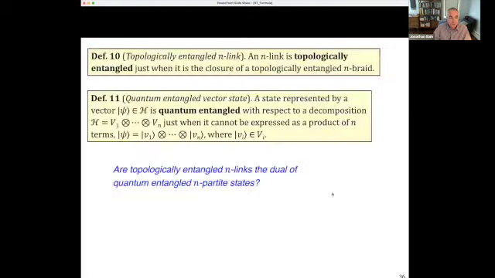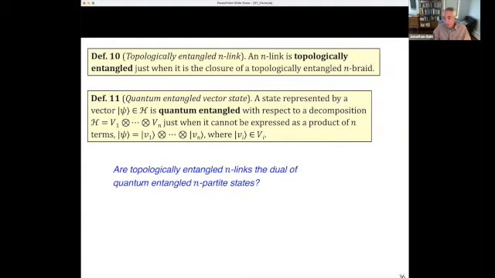So this finally allows us to define the concept of a topologically entangled n link. Let an n link be topologically entangled just when it's the closure of a topologically entangled n braid. And it's this definition now that we can compare with the definition of a quantum entangled vector state, right, as a non-product state.